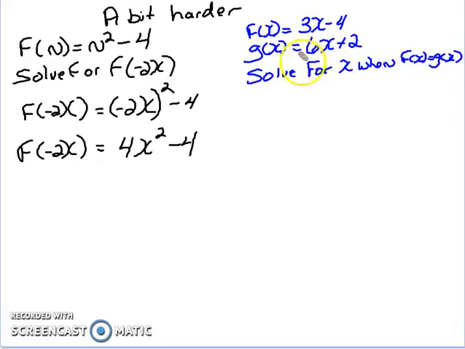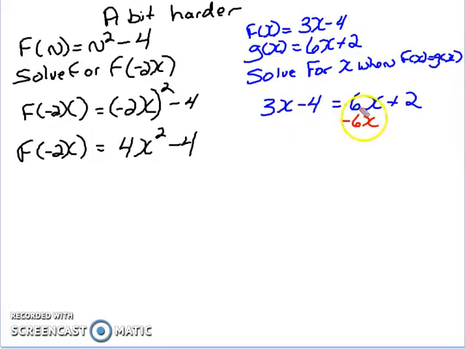Another one that we had looked at in class was this one. And here I'm given multiple functions. And I'm asked to take these two functions, and the question says solve for x when f of x is equal to g of x. So I'm going to take these two functions, and I'm going to set them equal to each other. So 3x minus 1, f of x, is equal to g of x, which is 6x plus 2. Now I'm going to solve for x. How do I do that?